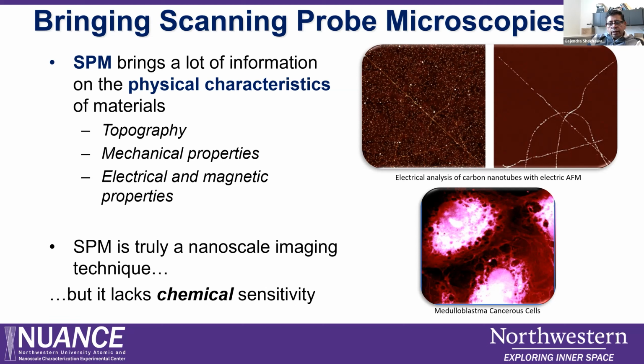On the right, you can see an electrical map of a carbon nanotube. In the current image on the right, you can clearly see those high contrast regions correspond to dopant points in this carbon nanotube. At the bottom, you can see some cancer cells. But you cannot find any sort of chemical sensitivity here.